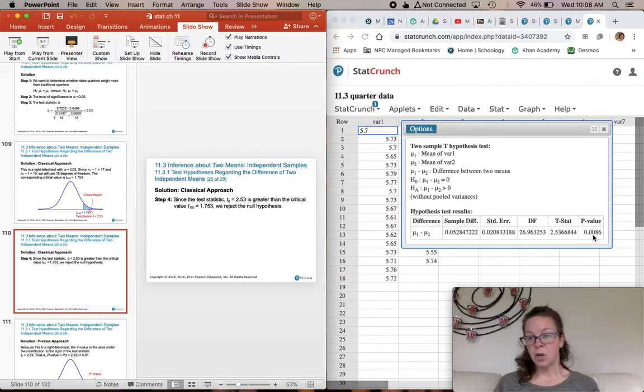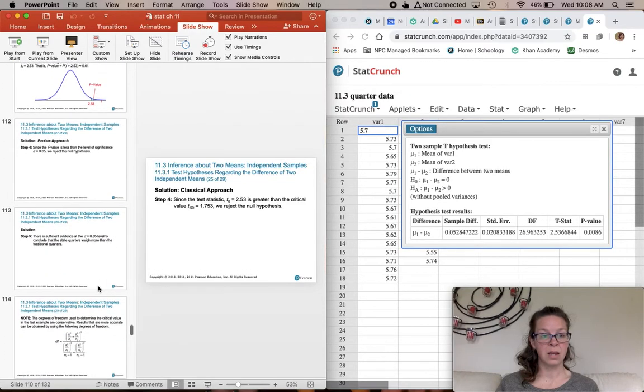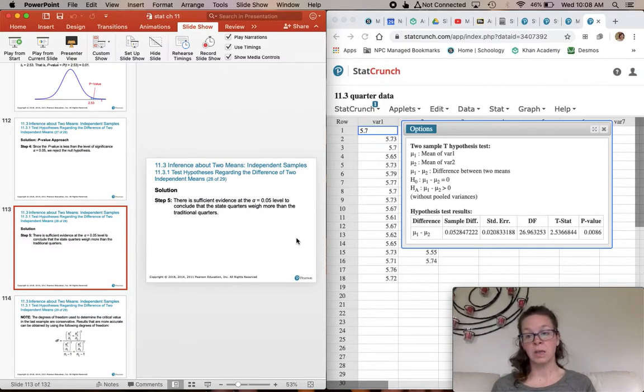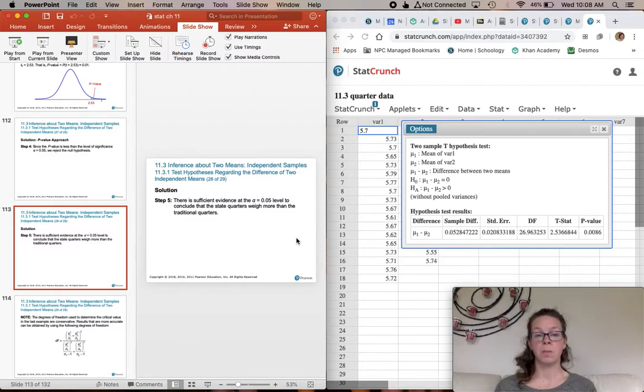P-value 0.008. So if I'm testing at the 0.05 level, this is smaller than that. So that is then enough evidence to say we have sufficient evidence at the alpha 0.05 level, or even really the alpha 0.01 level. There would be enough here to conclude that the state quarters do weigh more than the traditional quarters. So that could then beg the question of how much.